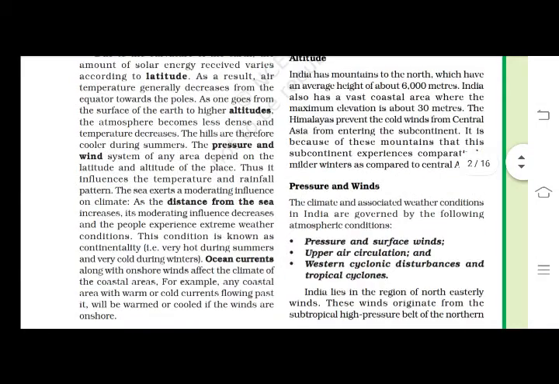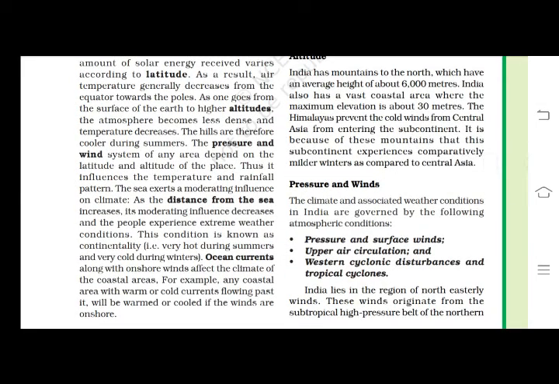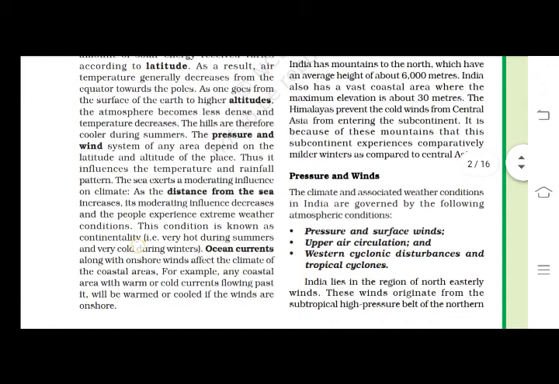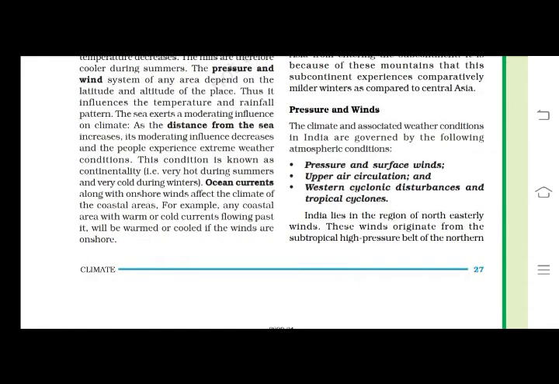Then we have pressure and winds. The climate and associated weather conditions in India are governed by the following atmospheric conditions: pressure and surface winds, upper air circulation, and western cyclonic disturbances and tropical cyclones. India lies in the region of northeasterly winds. These winds originate from the subtropical high pressure belt.